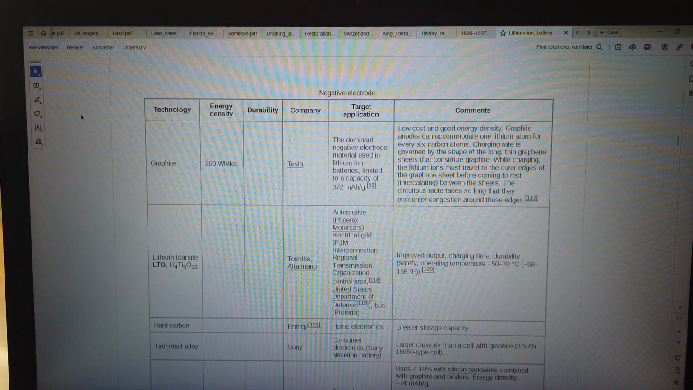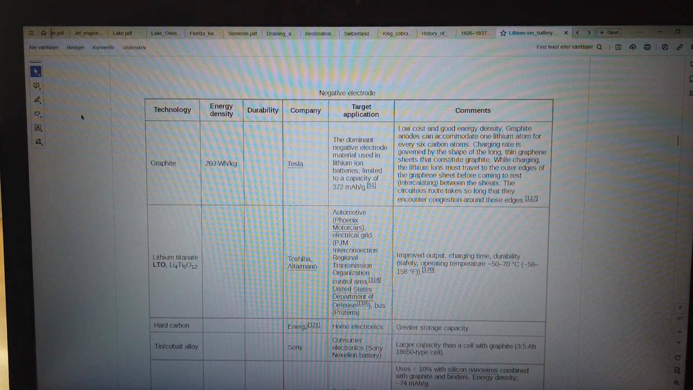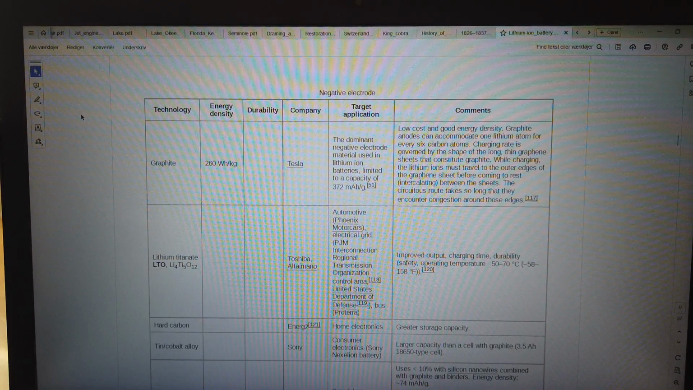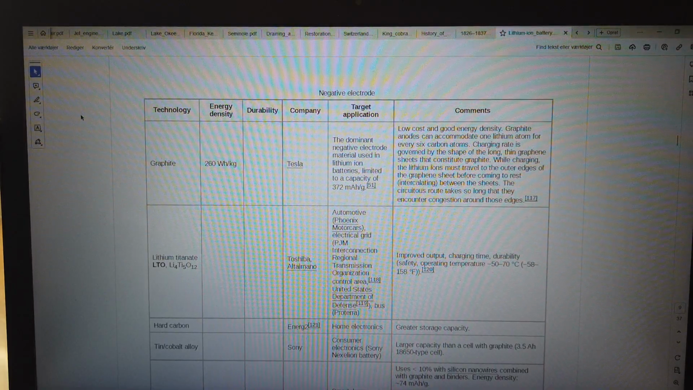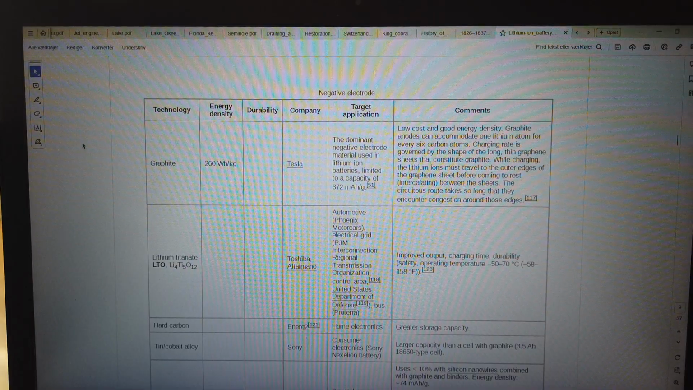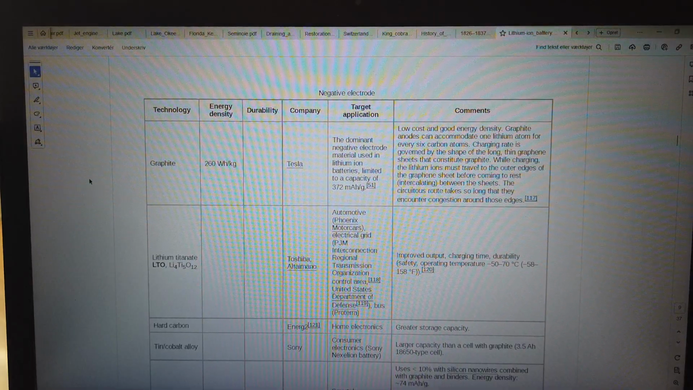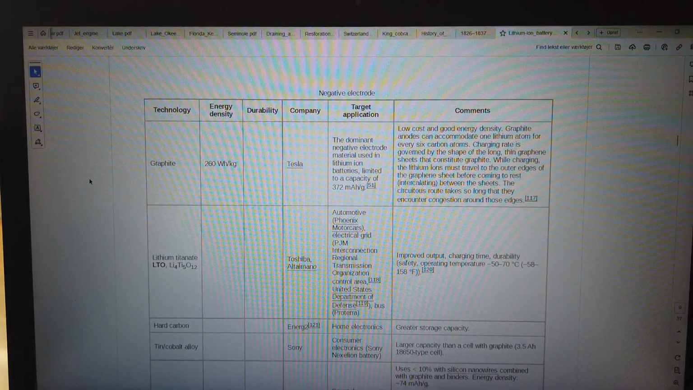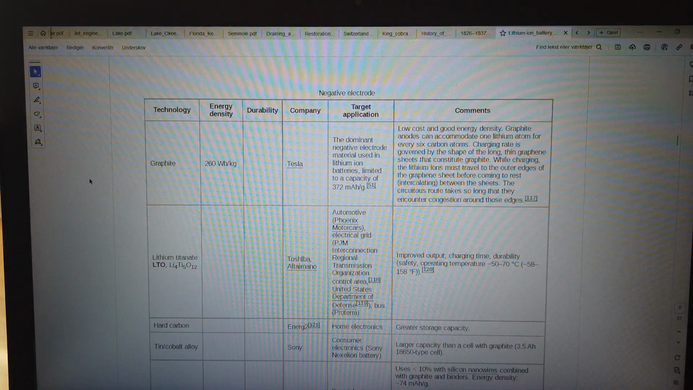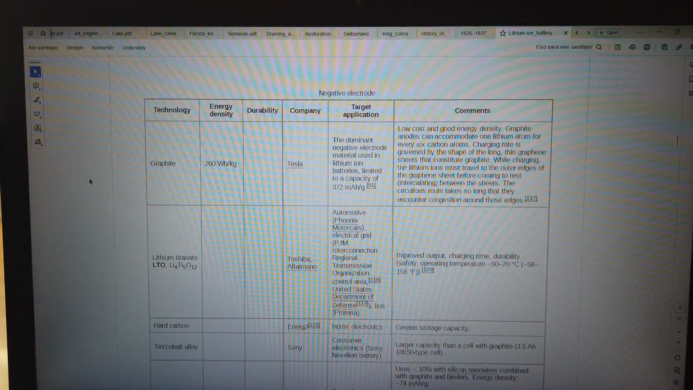Negative electrode technology. Energy density, durability. Company, target application, comments. Graphite, 260 Wh/L. Dominant negative electrode material used in lithium-ion batteries, limited to a capacity of 372 mAh/g. [51] Low cost and good energy density.